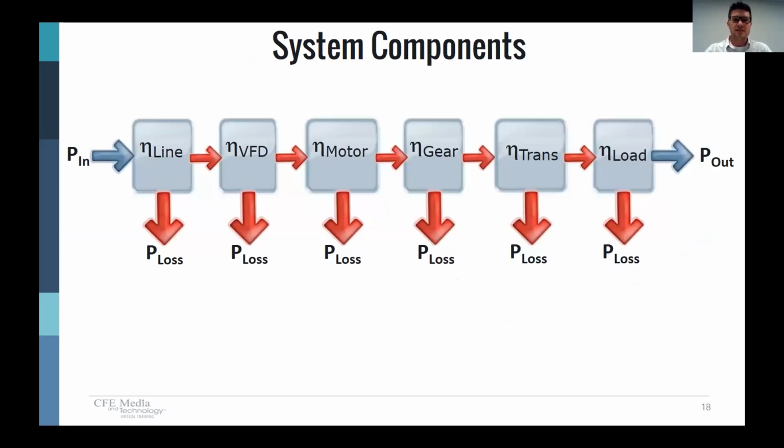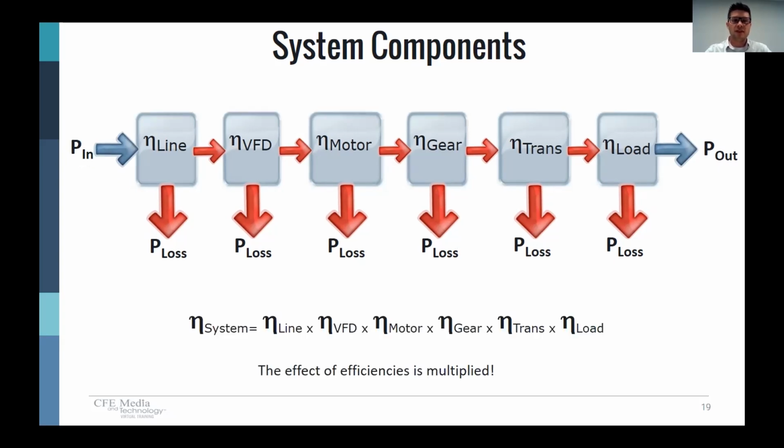Every system has different components, like we've mentioned. We've been talking about this for a couple minutes now. You have your input power, your variable frequency drive, your motor, your gearbox, and your transmission element. And then you have your load, or the application that you're trying to move. Each component has losses. Nothing is 100% efficient, and definitely nothing is greater than 100% efficient. But what's really interesting is how these efficiencies relate to each other. The effect is actually multiplied. Each little inefficiency is multiplied throughout the system.